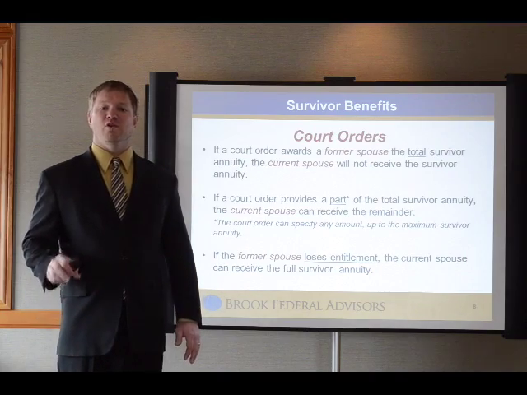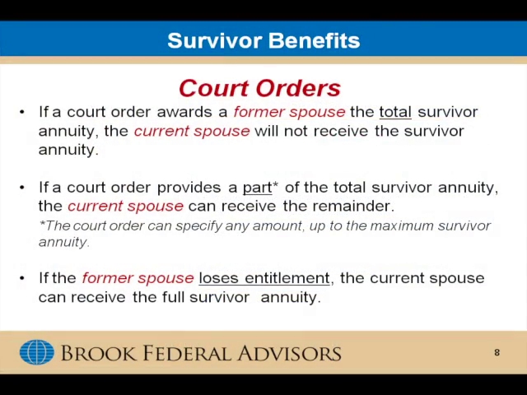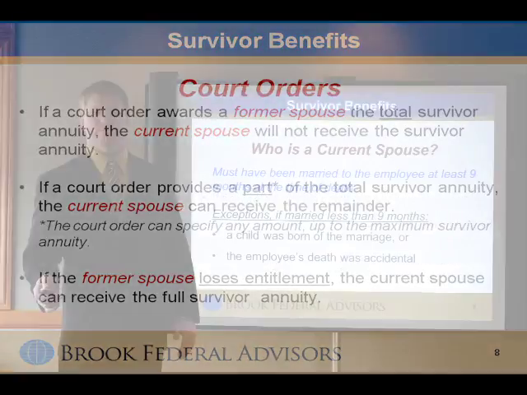When those court orders awarded a former spouse the entire survivor annuity, a current spouse could not get any of that survivor annuity. If a former spouse only had a partial survivor annuity, then the current spouse would have the option to take the rest. And if a former spouse for some reason lost entitlement to that survivor annuity, a current spouse would then be able to take the entire benefit.